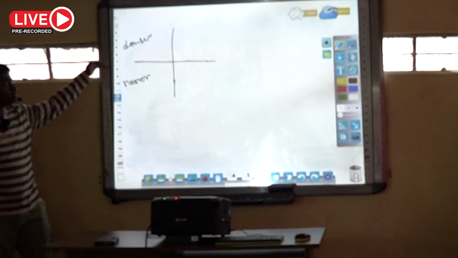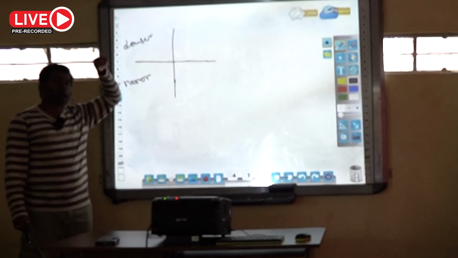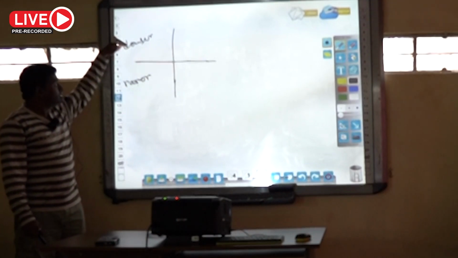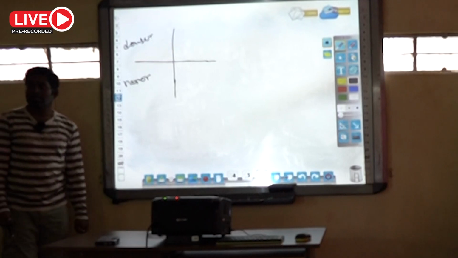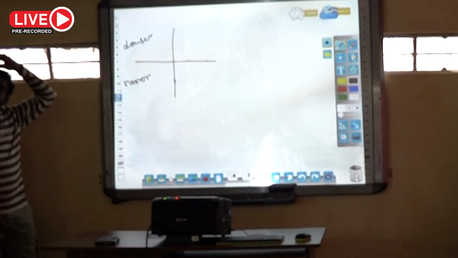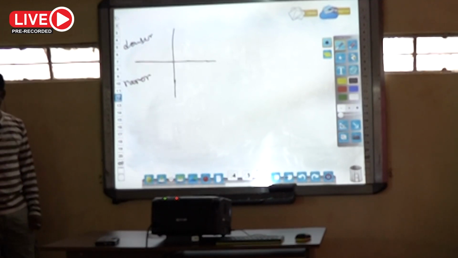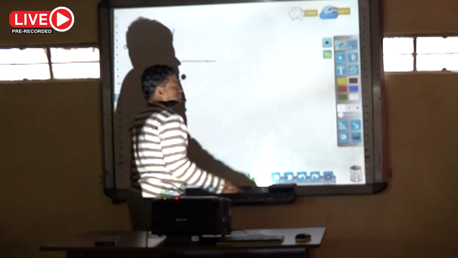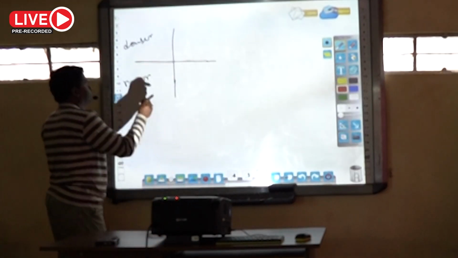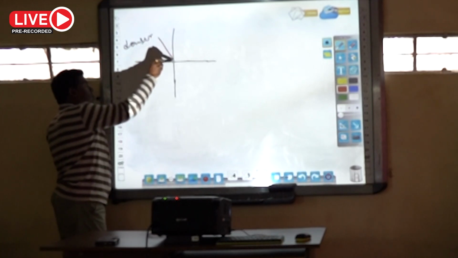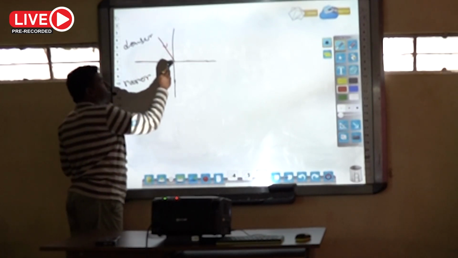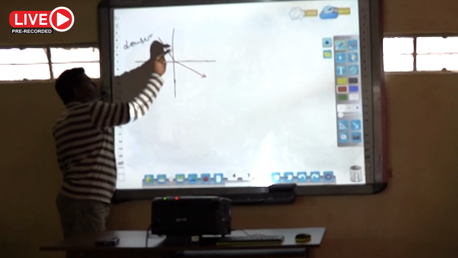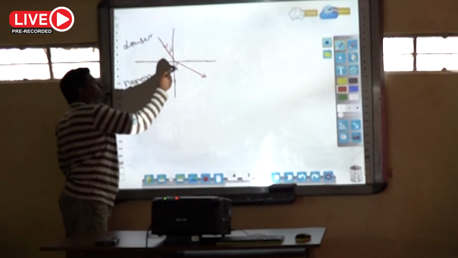Suppose this one is an interface of the two optical media. This is the denser medium, this is the rarer medium. Okay? Now we consider a monochromatic light. Monochromatic means single color. Light is falling on the interface like this, and this light ray will bend away from the normal. So this is the angle of incidence, this is the angle of refraction.